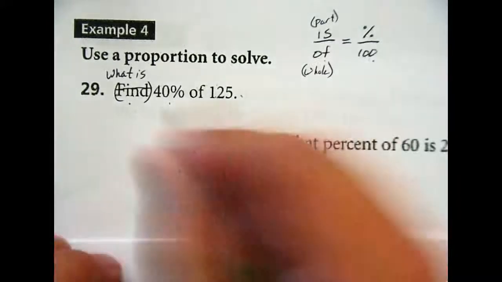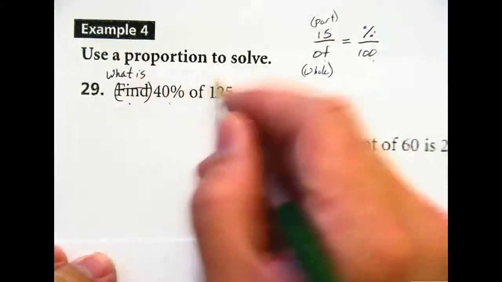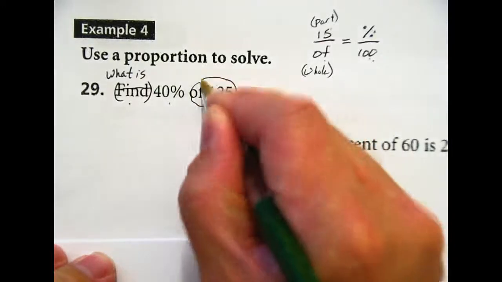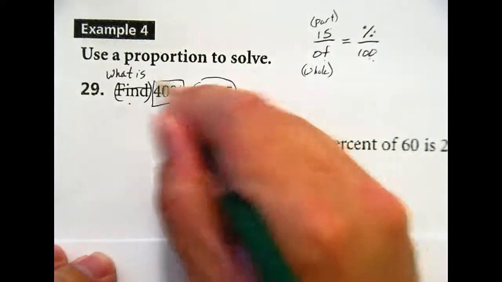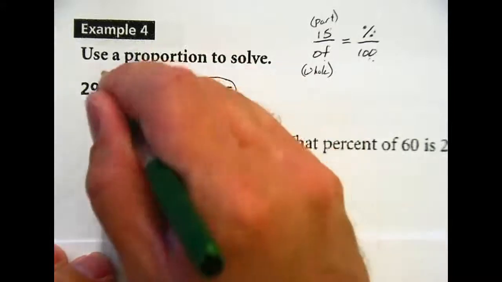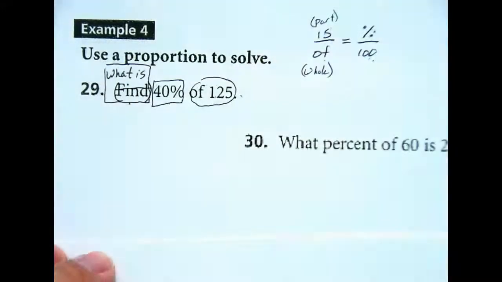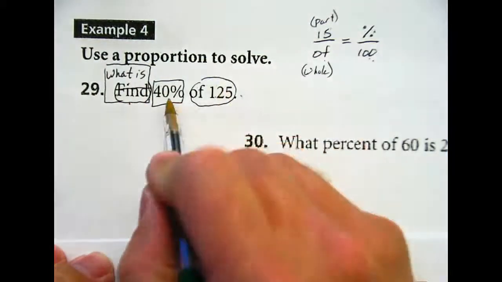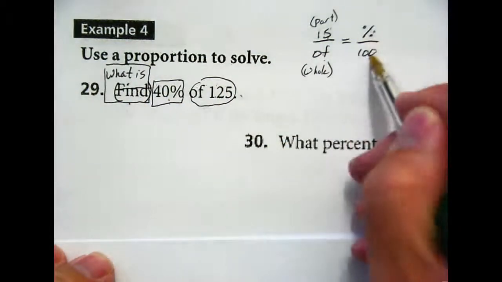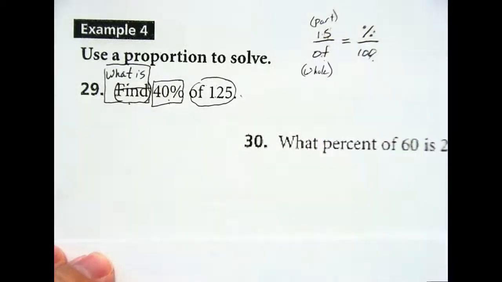Well, notice in this, you have is over of equals percent over 100. In this statement, you have an of next to a number. You have a percent because it has a percent sign. And you have a what is. In this case, it was find, but we changed it to what is. Which one is our variable? Our percent, we have to fill in 3 spots. The 100's already there. Is our percent the variable? Is our is the variable? Or is our of the variable?